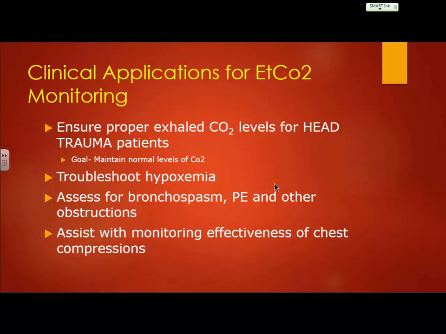You're not going to see the rapid spike of CO2, okay? It's going to be more of a gradual spike. And then at the end of expiration and start of inspiration, you'll see it go down. And so the key here in the different waveforms is your initial spike.